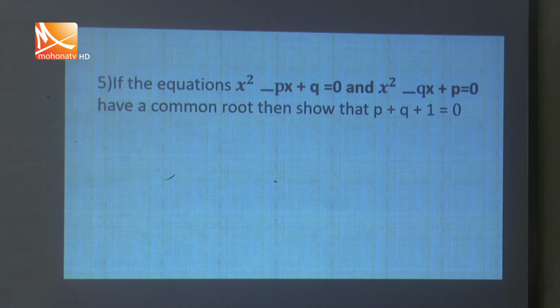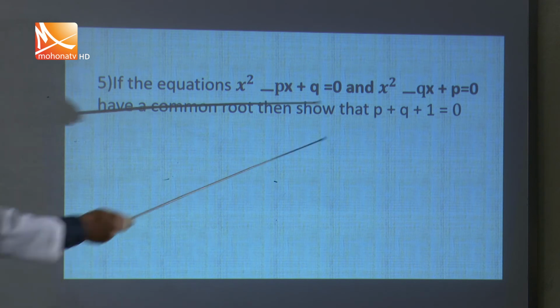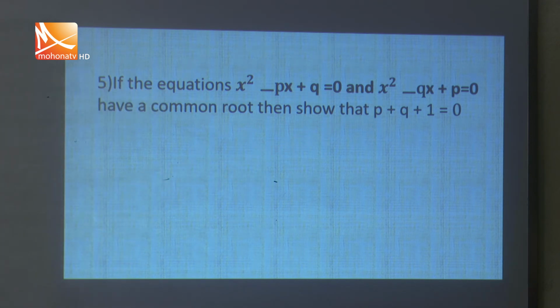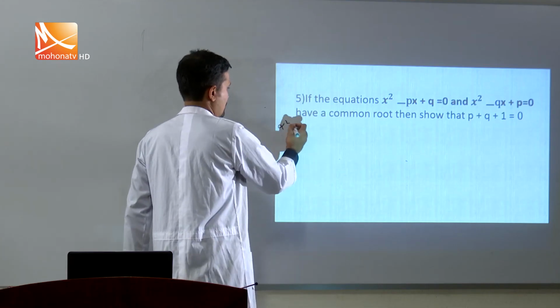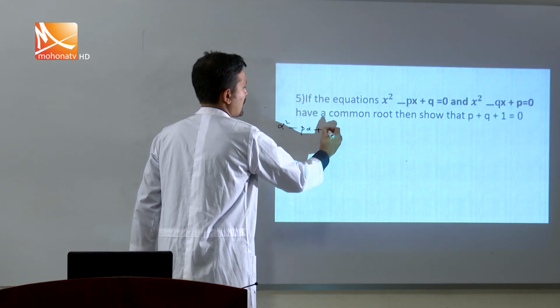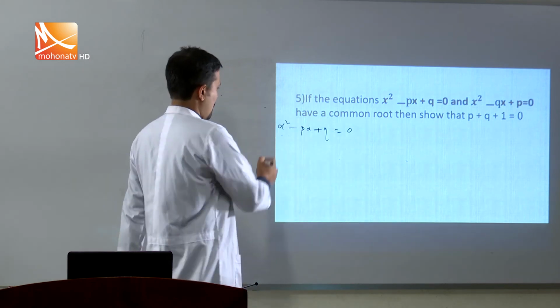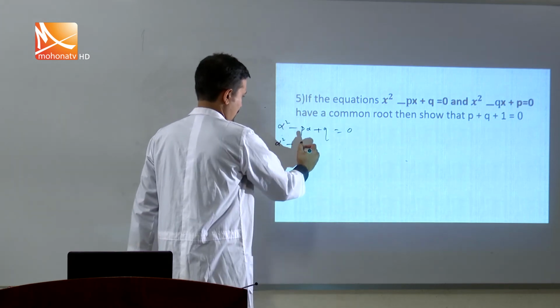Number 5, if the equations x square minus px plus q equals 0 and x square minus qx plus p equals 0 have a common root, similar problem, then show that p plus q plus 1 equals 0. So the two equations x square minus px plus q and x square minus qx plus p have a common root. Then the equations become alpha square minus p alpha plus q equals 0 and alpha square minus q alpha plus p equals 0.